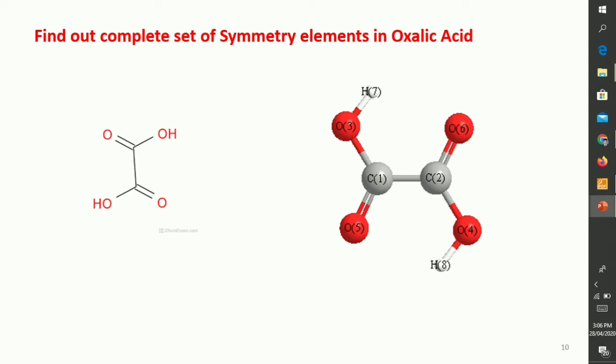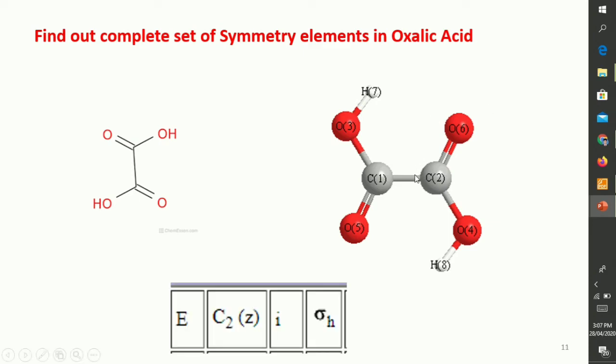Next is the inversion center. Did you find the inversion center in the oxalic acid? If yes, then you are quite good to find all kinds of symmetry elements and operations in molecules. If no, then you need to think about your previous knowledge. There is inversion center in this molecule. Here is the complete set of symmetry elements of oxalic acid.